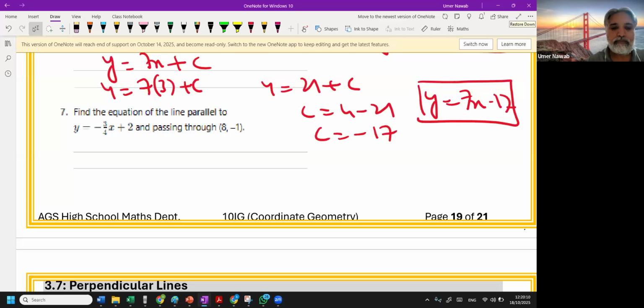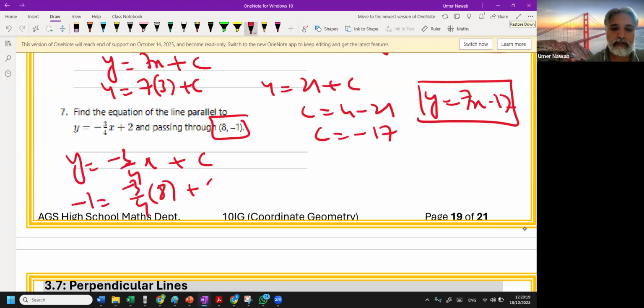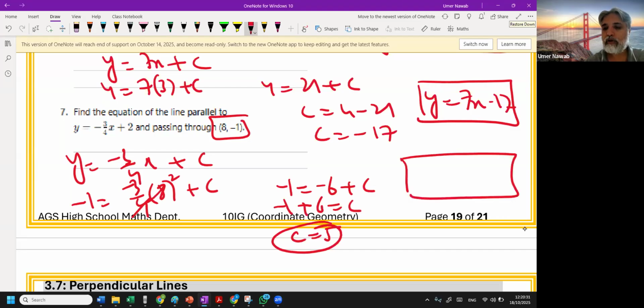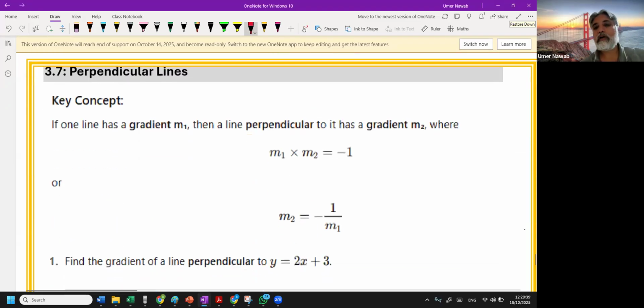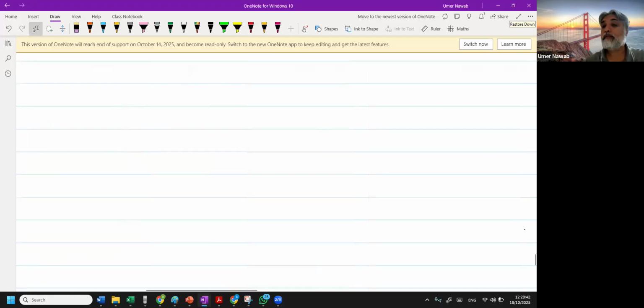Question number 7. y is equal to negative 3 over 4 x plus c. Substitute this point: y is negative 1, negative 3 over 4, and x is 8, plus c. Cancel 4 with the 8. So negative 1, and this becomes 2. So negative 3 times 2 is negative 6, plus c. Negative 1 plus 6 is equal to c. c is equal to 5. And the equation of the line is y equals, what was the gradient, guys? That was negative 3 over 4 x. And what is the value of c you found? That is 5.